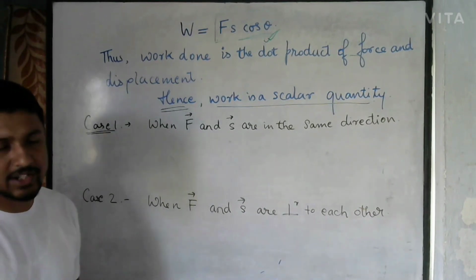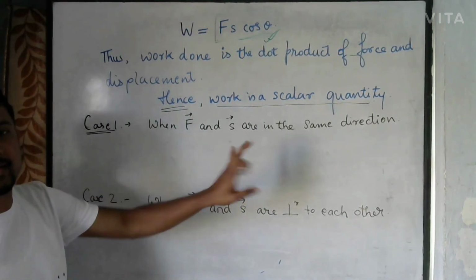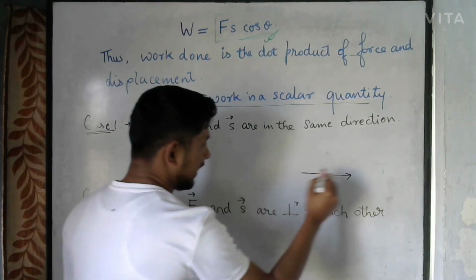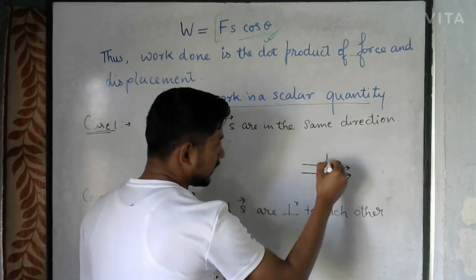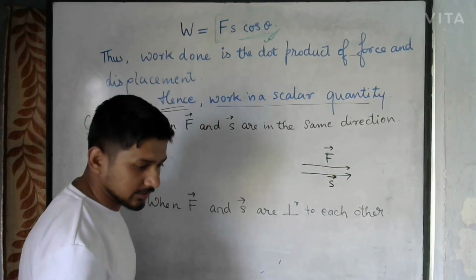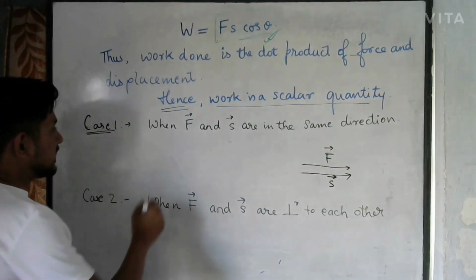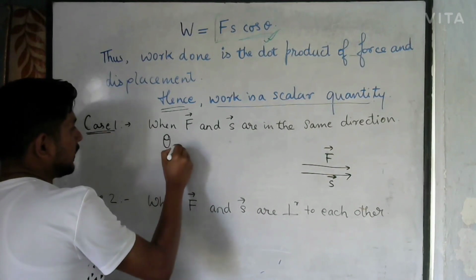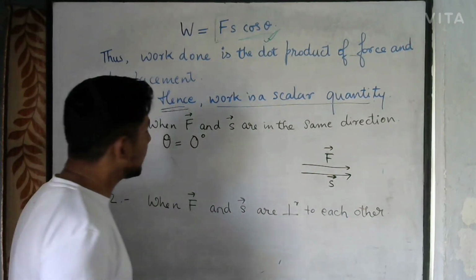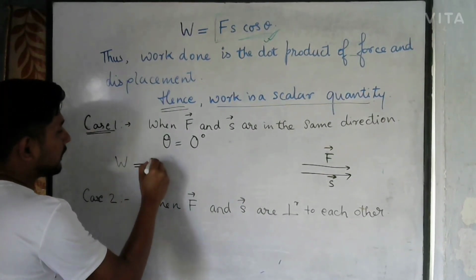Now let's understand the two cases. First case is when F and s are in the same direction. Okay, so now see, s is in this direction and F is also in this direction. Okay, F is also in this direction, s is also in this direction. Now what is going to happen in this kind of scenario? You can see the value of theta is going to be 0 degree. Clear? Since it is going to be 0 degree, the work done will be what?